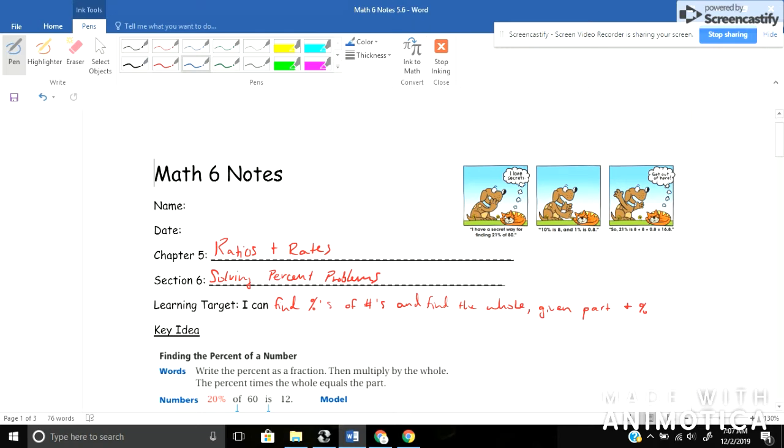Let's look at the cartoon quick. It says, I have a secret way for finding 21% of 80. And the cat's like, I love secrets. And then he goes on to explain, and then he's like, yeah, no thanks. But actually, the pup is right here. Okay, he explains how to find 21% of a total number by using some mental math.